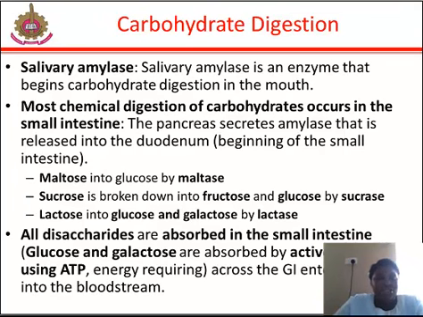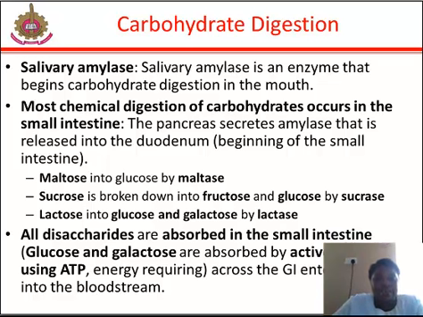Looking at carbohydrate digestion, salivary amylase is an enzyme that begins carbohydrate digestion in the mouth. It breaks down carbohydrates to maltose. No carbohydrate digestion occurs in the stomach because the stomach acid inactivates the salivary amylase enzyme. Most chemical digestion of carbohydrates occurs in the small intestine. The pancreas secretes amylase that is released into the duodenum, and it digests long-chain carbohydrates into maltose, and then in the enterocyte.